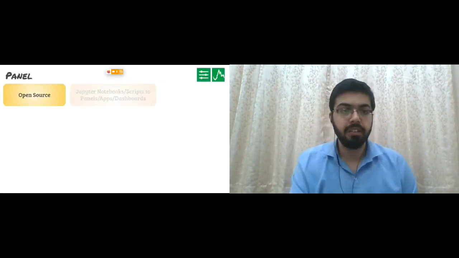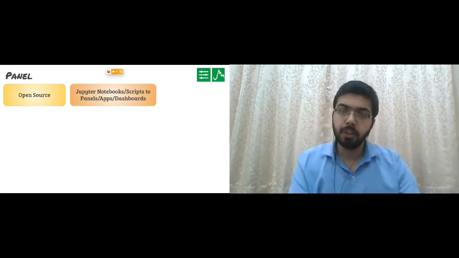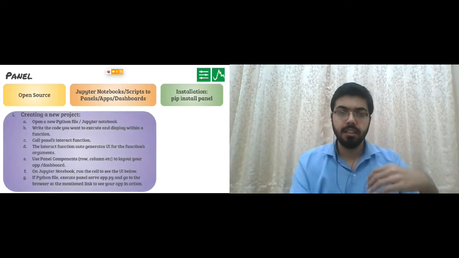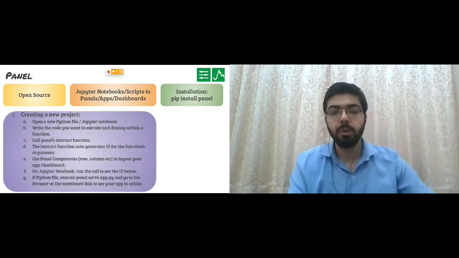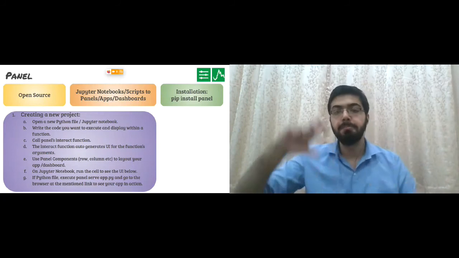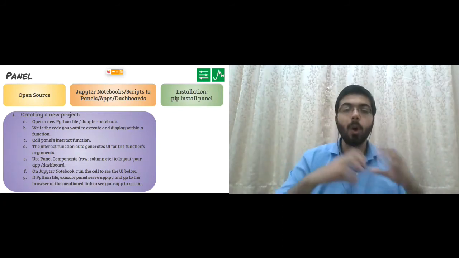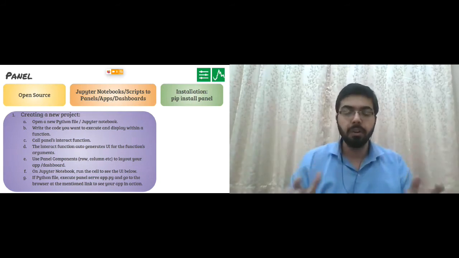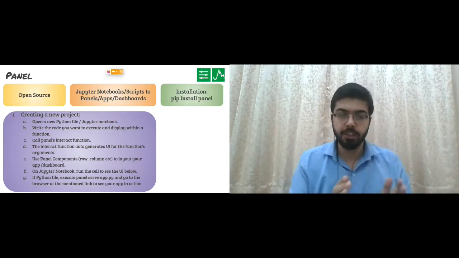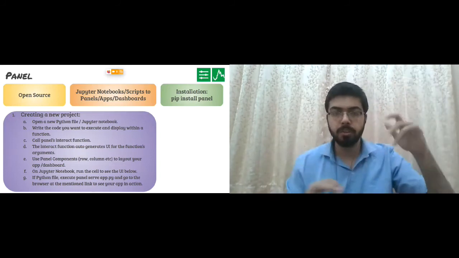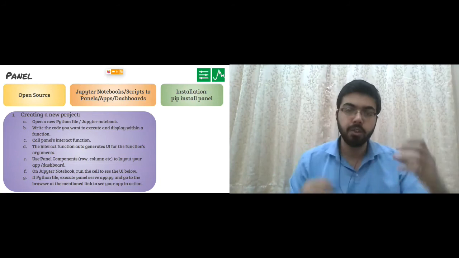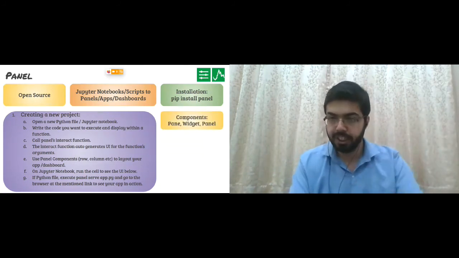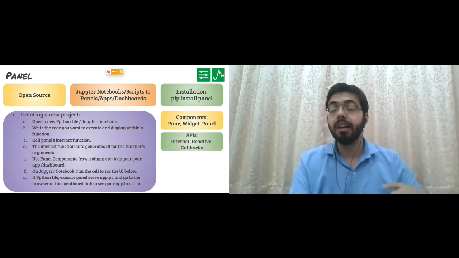Panel, I'm going to just go through very quickly. It's open source and converts Jupyter notebooks or scripts to panels, apps, dashboards. pip install panel. How do you create a new project? Write the code you want to execute and display within a function. Here you use Panel's interact function, which essentially auto-generates the UI for you, given the function's arguments. And then you can arrange your layout using panel components. You can say, I want 1 row, 2 columns, or 2 rows, 1 column. So you can use panel components to lay out your app or dashboard. Different components include pane, widget, panel. And there are different ways of creating panel apps.